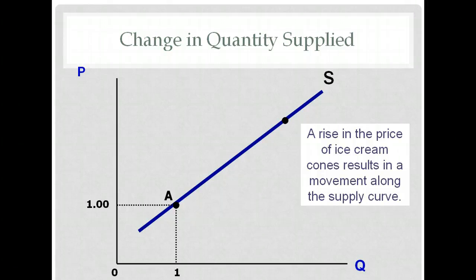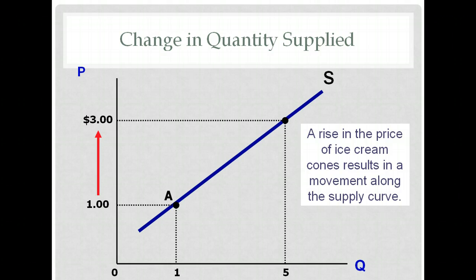If the price of ice cream cones rises, for whatever reason, what's going to happen? All right, the price rises to $3. What we know from the law of supply is that the quantity is also going to rise, in this case to 5. Again, notice we've just moved along the supply curve. We haven't actually moved the supply curve. That's a change in quantity supplied. There you go. And we have a new point. Okay. Again, not to be confused with a shift of the supply curve.